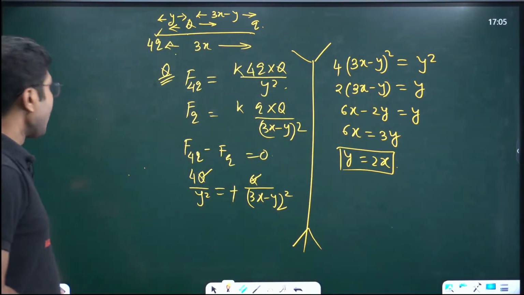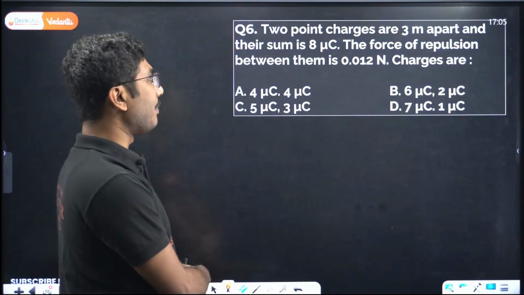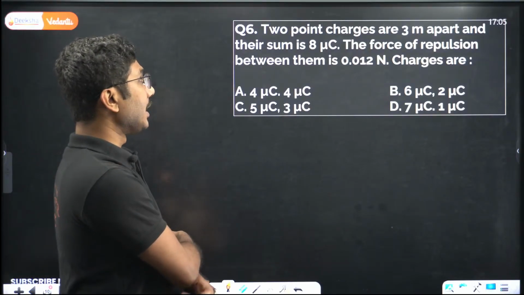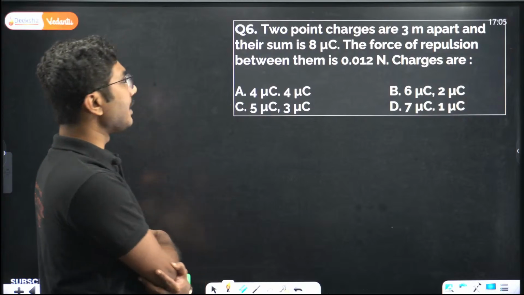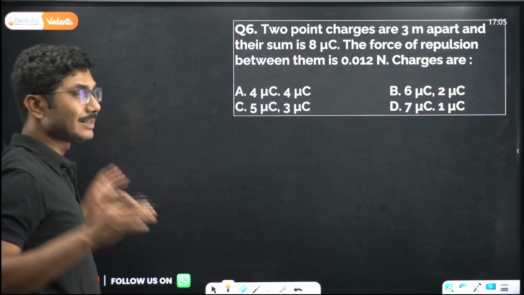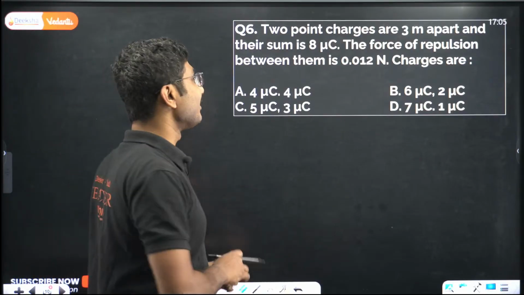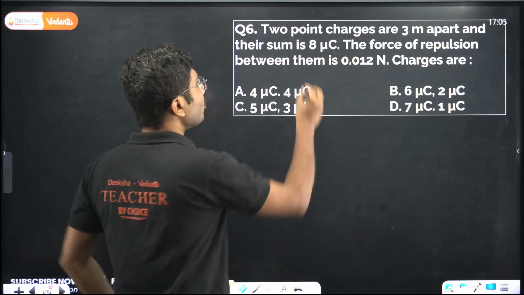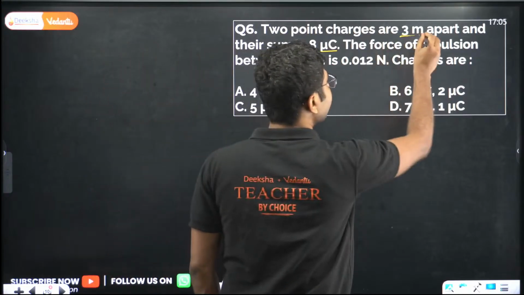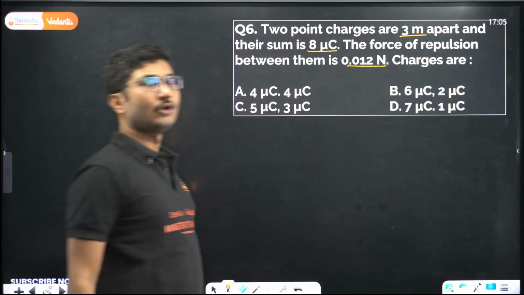Right, next question. 2-point charges are 3 meter apart and their sum is 8 microcoulomb. The force of repulsion between them is 0.012 Newton. Charges are, so here this is an easy question. You don't need to do any mathematics, you can solve it easily. Just read the question properly. So two charges are here, the sum is 8 microcoulomb. Okay, distance between them is 3 meter. Okay, the force between them is 0.012 Newton.